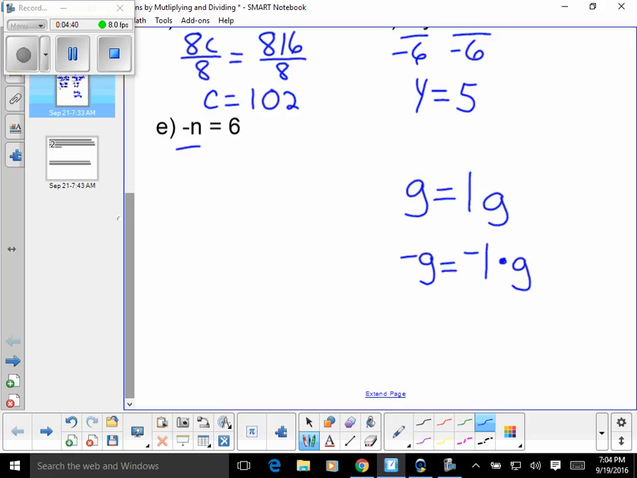So what I need to do is divide both sides by -1. Now, some teachers just tell you, oh, take the opposite. The math behind it is to take it, divide by -1. I'll have n on the left side, and 6 divided by -1 is going to be -6.